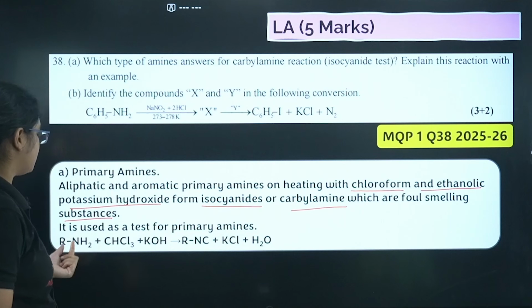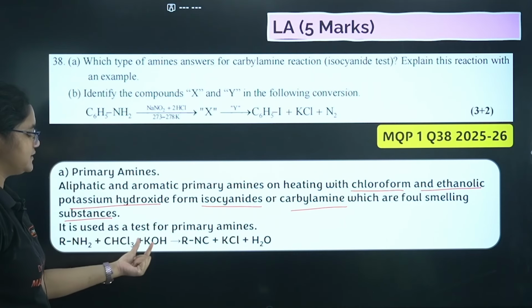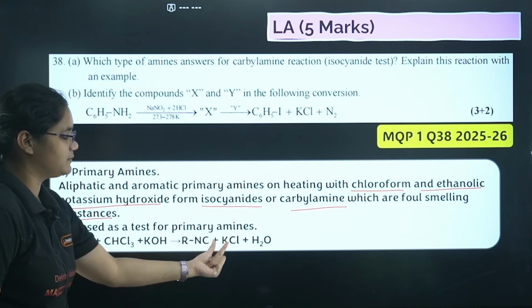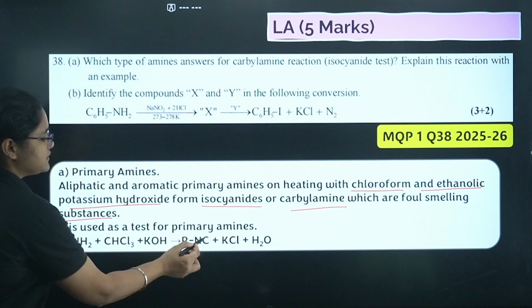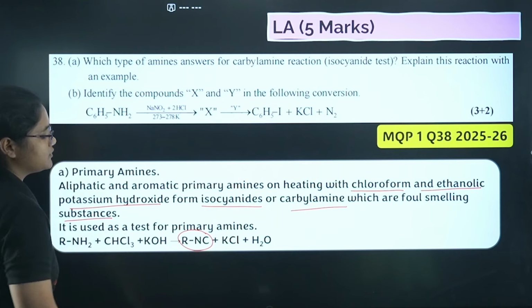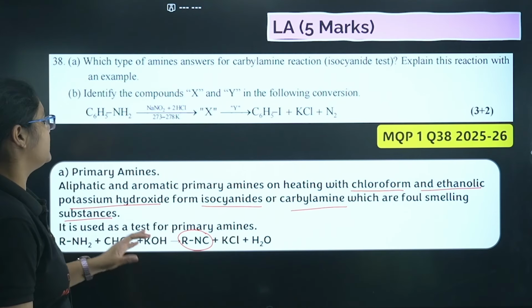You can write one example. RNH2 plus CHCl3 and KOH will give you RNC plus KCl plus water. This is the isocyanide formed here, because of which we have the foul smelling compound.